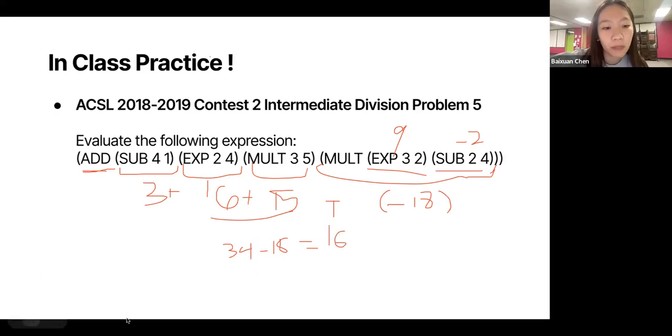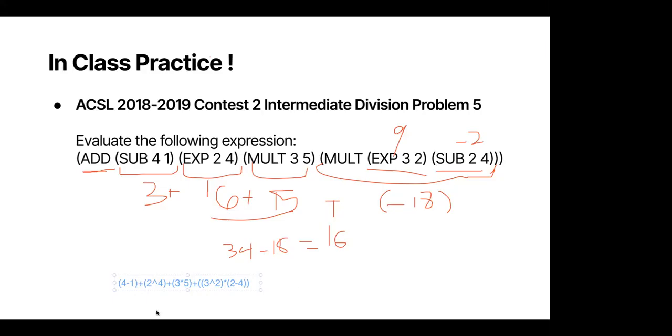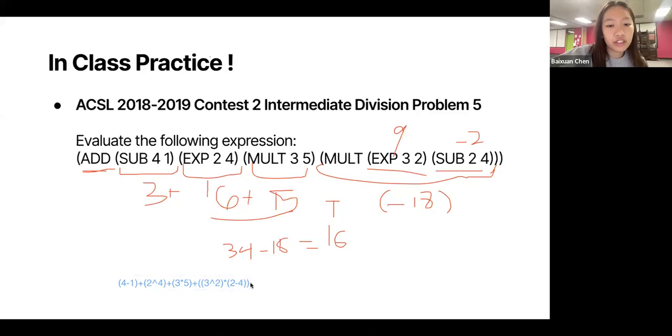Are there any questions about this? To make it clear, I can help type it out. If this is a little bit confusing, you can also turn it into a mathematical expression that we're more used to. So it would be basically 4 minus 1 plus 2 to the 4th plus 3 times 5 plus, and we have to be careful here, we're multiplying these 2 atoms, so then it will be plus parentheses 3 to the power of 2 times 2 minus 4. If you don't understand, just turn it into a mathematical expression. Okay, so let's continue.